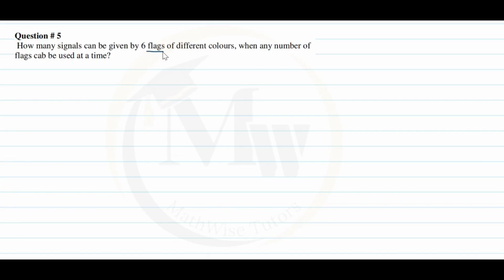Question number 5, in how many signals can be given by 6 flags of different colors when any number of flags can be used at a time. The total number of flags is 6. So any number of them can be used. We can arrange first taking 1, then 2, then 3, then 4, then 5. There are different flags we can take and we can take any one at one time.